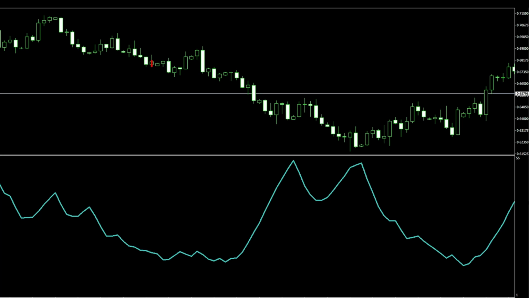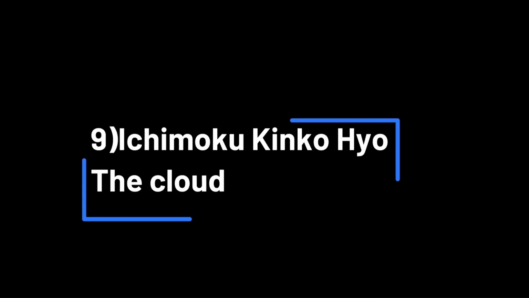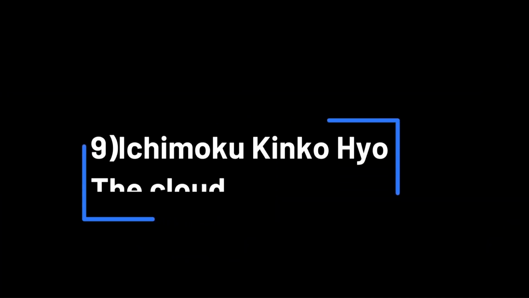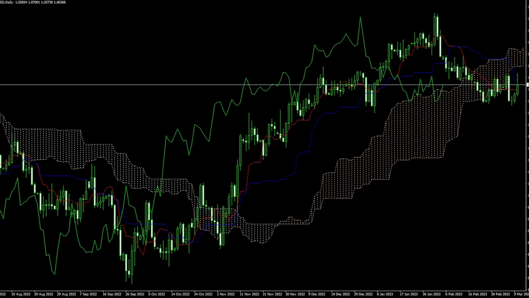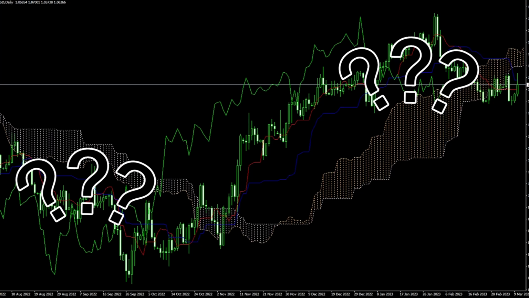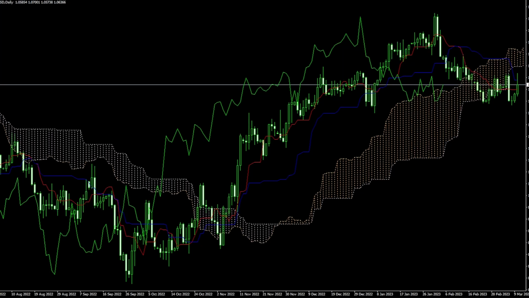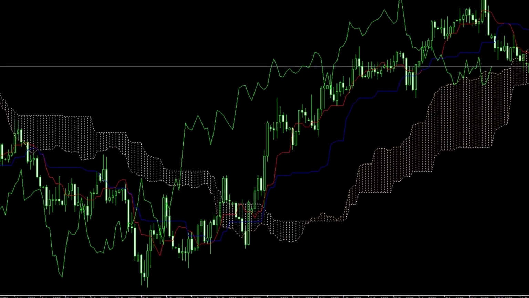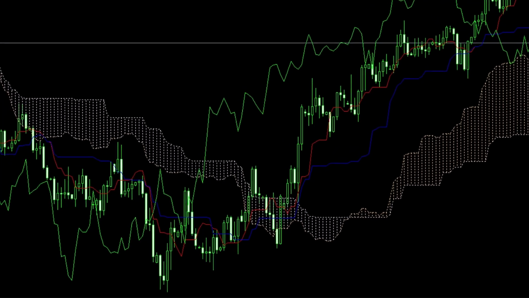Ichimoku may look very complicated to novice traders that haven't seen it before. Once you get the idea, you will understand how useful this indicator is. It's one of my favorite indicators, a multifunctional indicator that finally can also provide potential future price movement. You can find an entire episode for this indicator in the description below, with all formulas and more details.